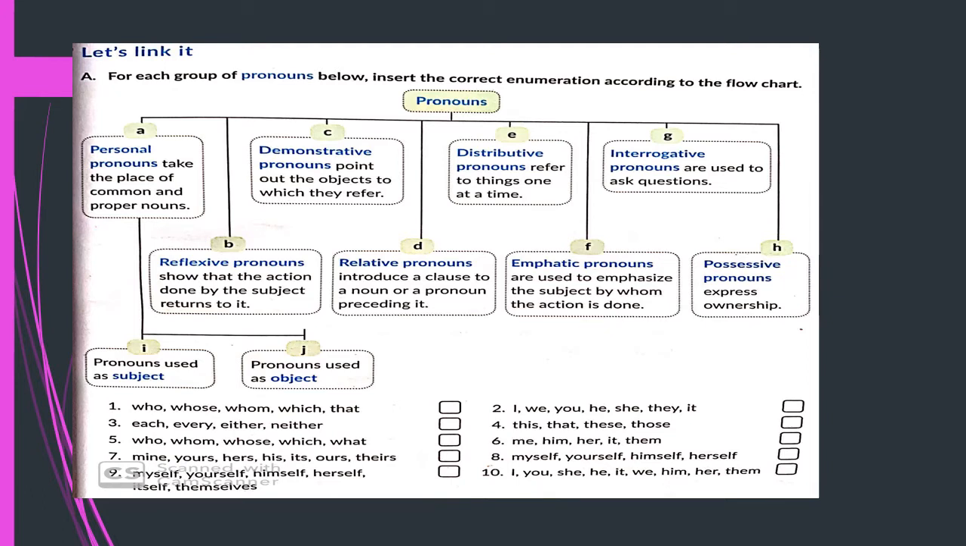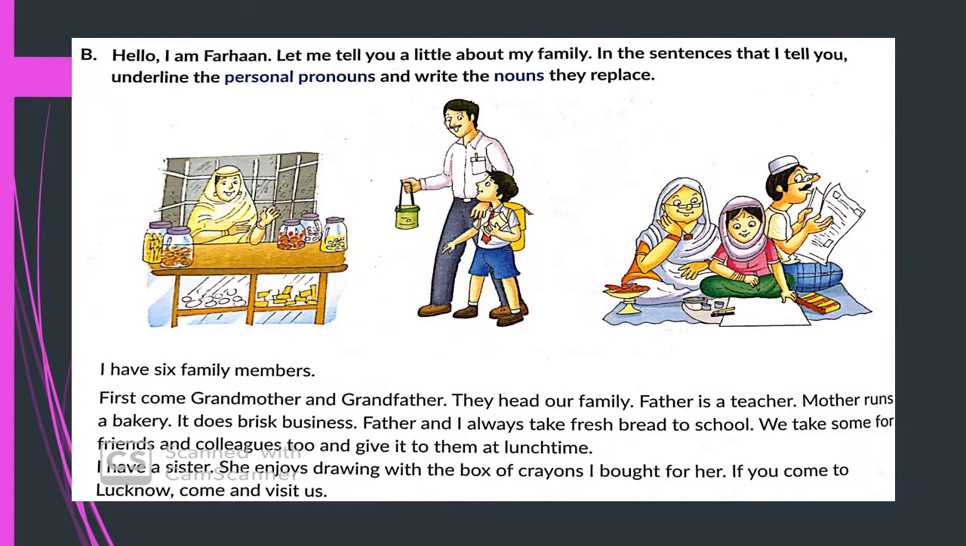Fifth one is quite easy. Who, whom, whose, which, what. These are the pronouns which are used to ask questions. Hence, these are interrogative pronouns. Coming to the second part, exercise B of the lesson.